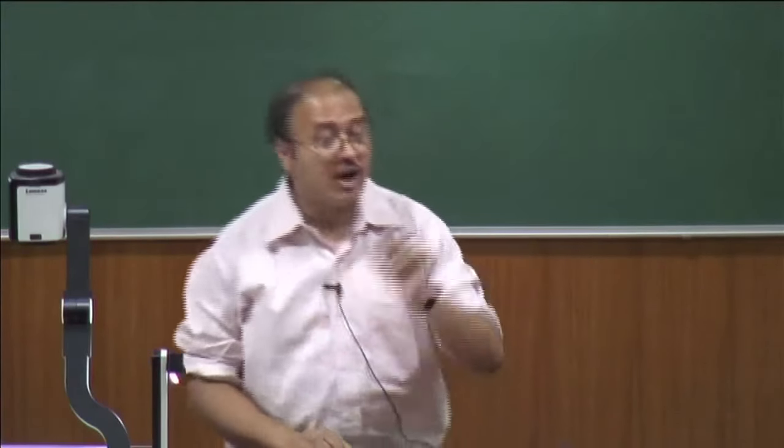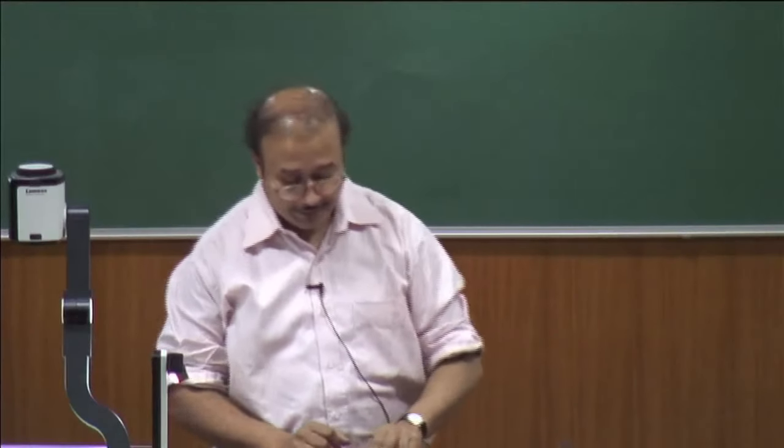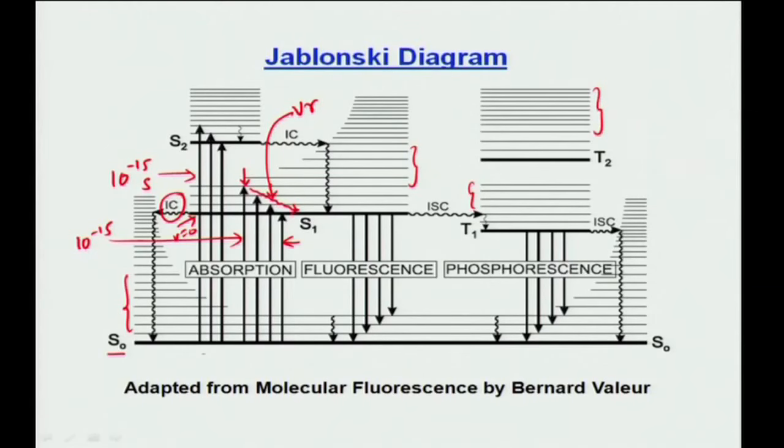Okay, so that means wherever IC happens, it would be like this. Similarly, you can also have IC from S2 to S1, right? Again, there you see the lowest vibration state of S2 is overlapping or is equienergetic with a higher vibration state of S1. It goes there and then it again comes down to V is equal to 0 of S1. Okay, so that was your internal conversion.